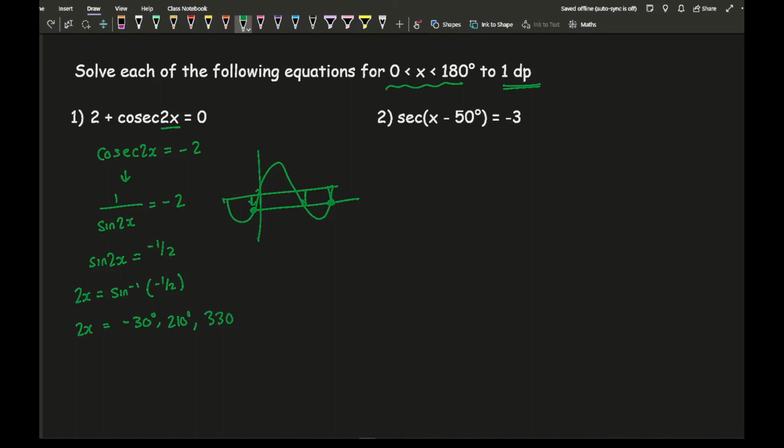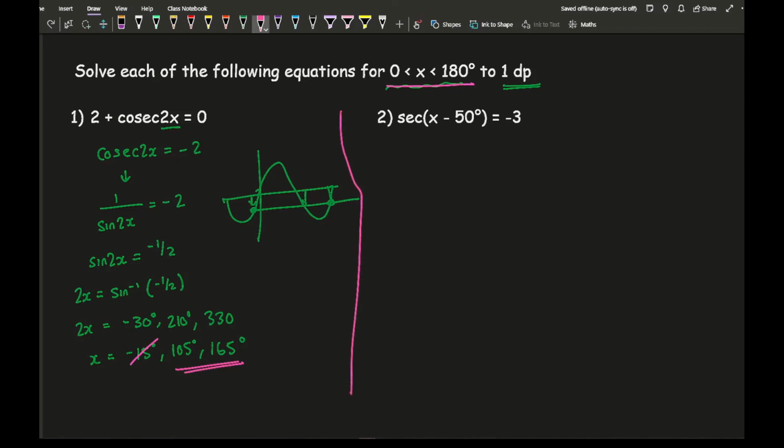Now from this, I need to find out what x is. So here I need to divide everything by 2, so I've got minus 15 degrees, 105 degrees, and 165 degrees. Obviously the minus 15 doesn't fall within that range, so I can't include that in my answer. I'm going to take that off and underline the two valid answers I have there.